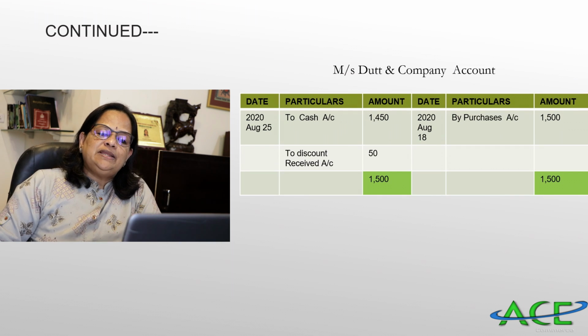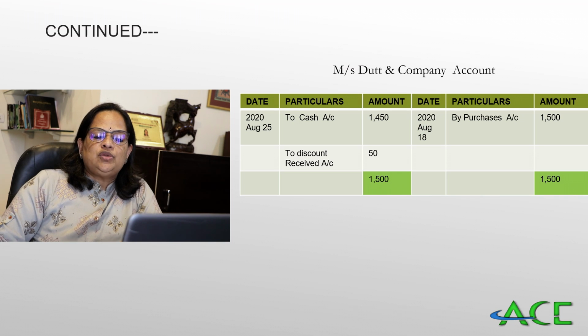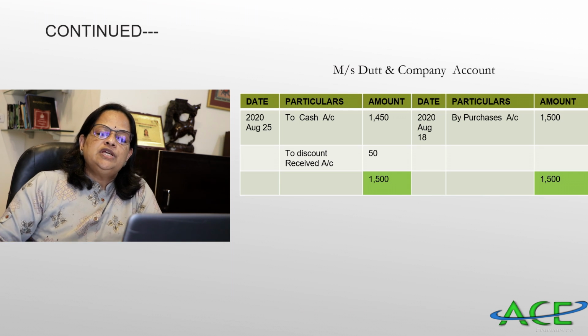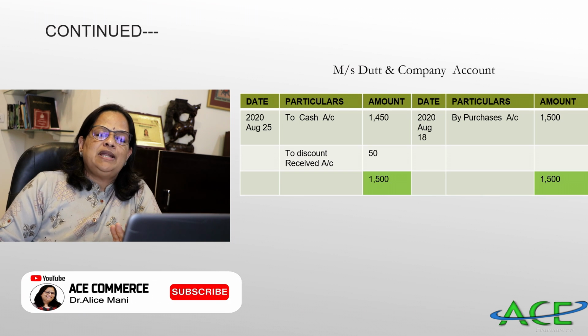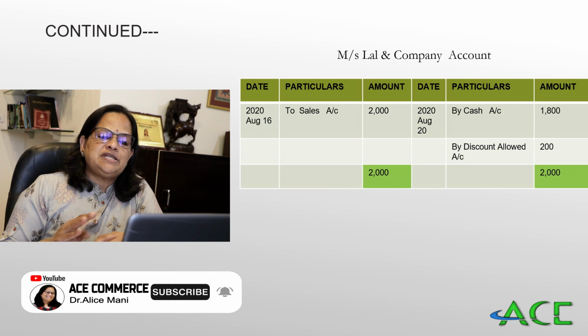Next is Dutt and Company's account. To cash account 1,450, to discount received 50. So 1,500 on the debit side. By purchases account 1,500. So for this account also there is no balance in the account. So Messrs. Dutt and Company's account will not appear in the trial balance. Remember that only when there is a balance in the account will it appear in the trial balance.